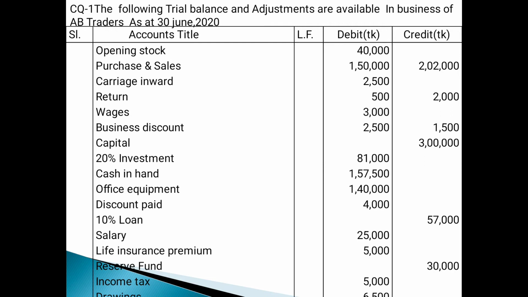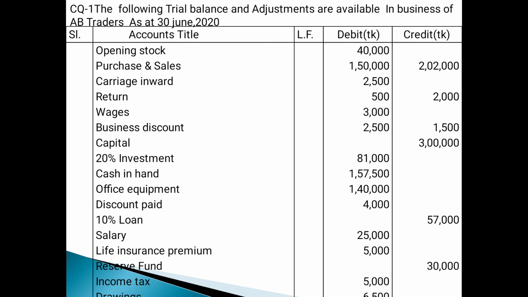Salary, one kind of operating expenses. It is to be shown in the income statement under operating expenses. Life insurance premium is indicated as drawings. This amount is to be deducted from the total capital in the owner's equity statement.